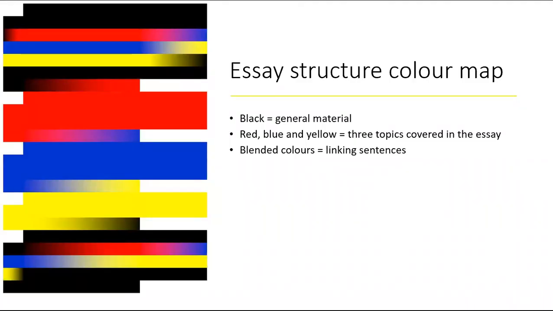Essentially, an essay, if colour-coded, would look something like this. As you can see, the black is general material. Red, blue and yellow are the three topics or the three main paragraphs of your essay, and the blended colours are what links those sentences together. You'll see here, this is a blended area and this is a blended area.